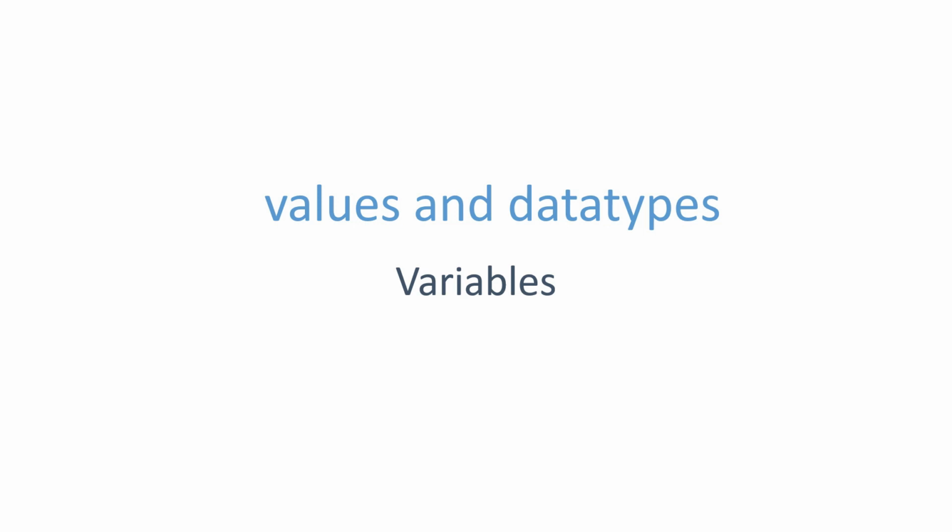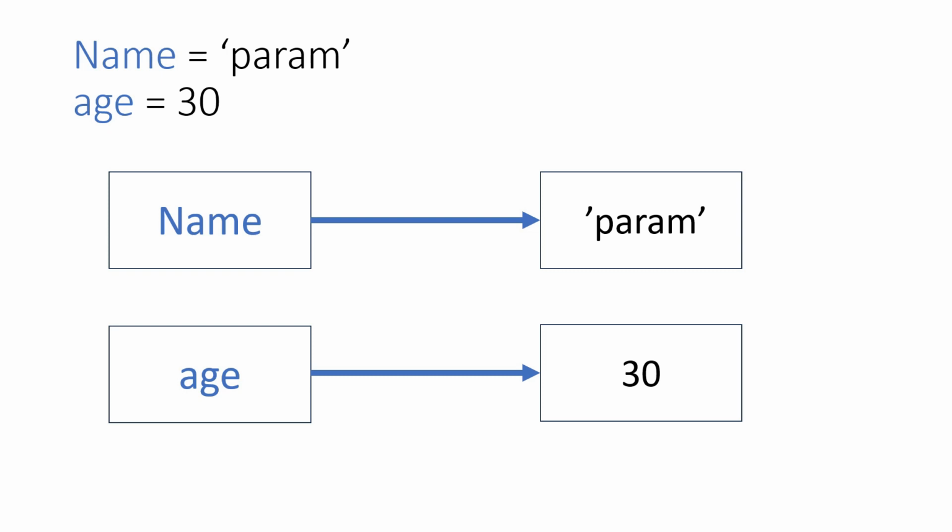In this session, I'm going to explain variables. Name equal to Param, age equal to 30. Here, the left hand side of the equal sign, all are considered as variables. That is, name and age are variables. Param and 30 are values. Param is assigned to the name, 30 is assigned to the age. Name and age are variables.